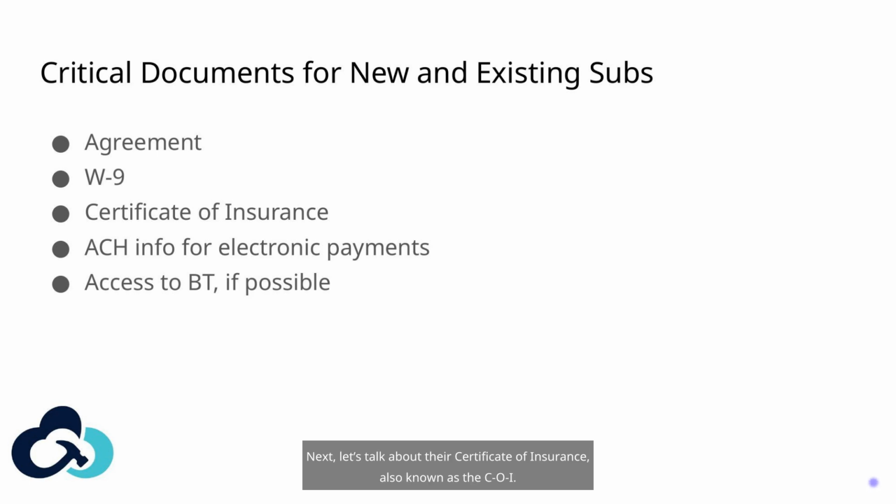Next, let's talk about their certificate of insurance, also known as the COI. Verify that each sub has valid insurance and maintain a copy of their COI. Now, we need ACH info for electronic payments. Yes, we know check payments are still common in the construction industry, and that's all right.